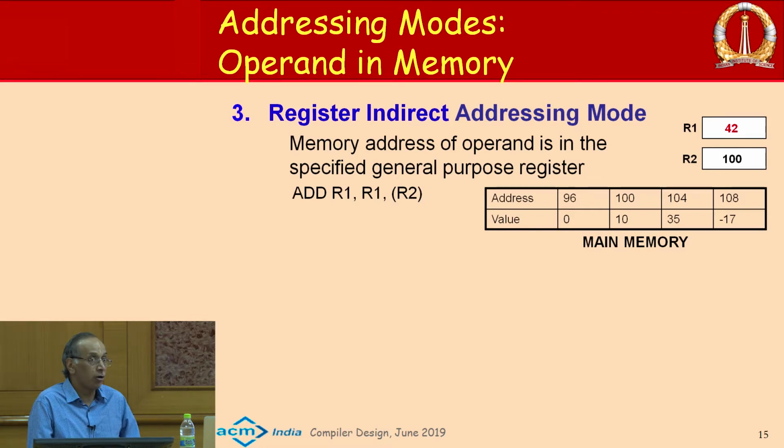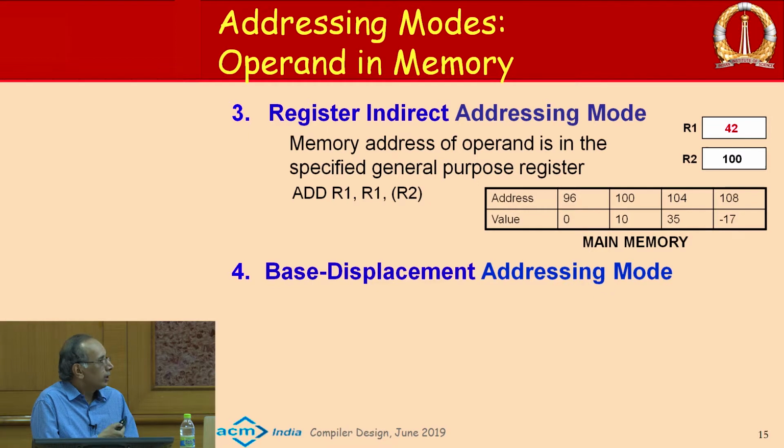Typically pointers, but all memory locations are going to be accessed in this mode in some sense or the other, right? Okay, let's talk about another addressing mode, which is a slight variant of the register indirect addressing mode, which is what is called the displacement addressing mode or the base displacement addressing mode.